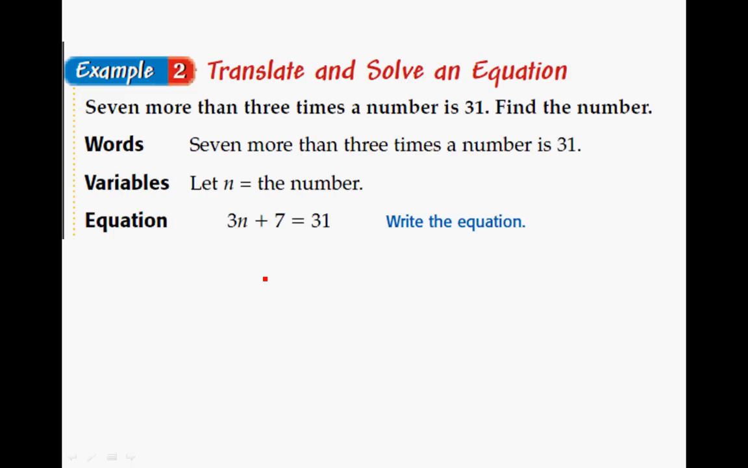Alright, translate and solve. 7 more than 3 times a number is 31. Find the number. We're not going to find the number, we're just going to write the equation. So the words: 7 more than 3 times the number is 31. And we're going to let n be the variable. So you should have 3n plus 7 equals 31.